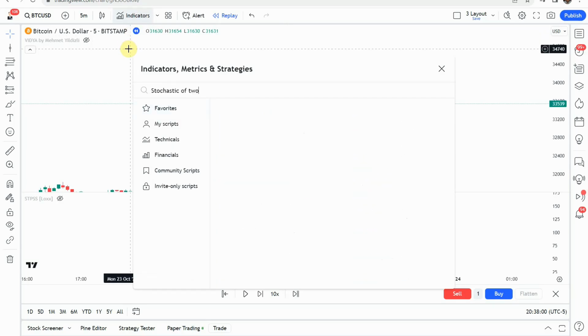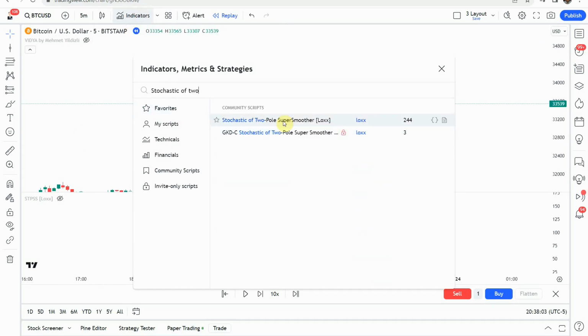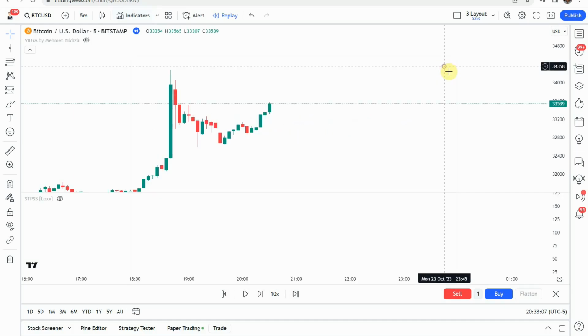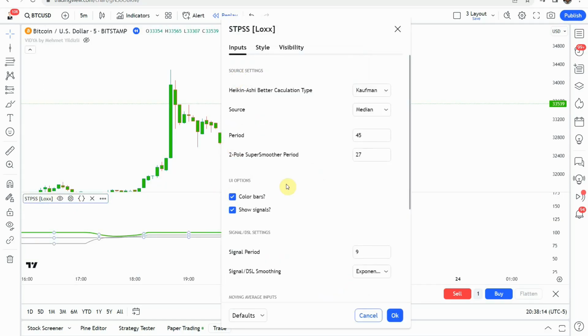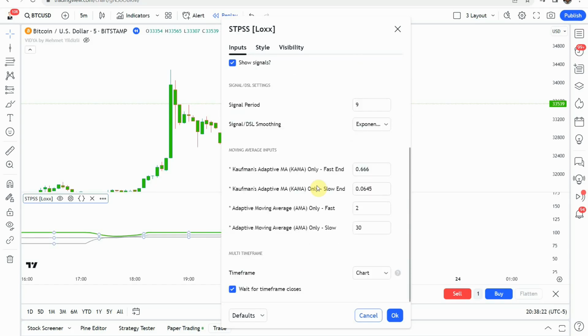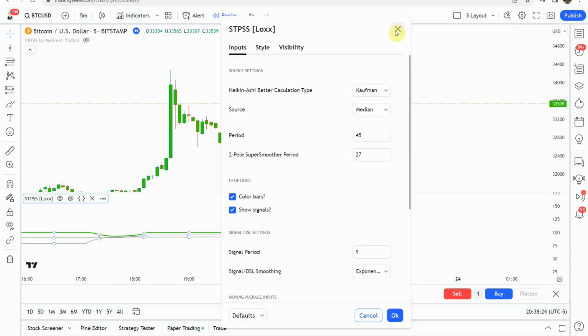The first indicator that we are going to put on screen is going to be the stochastic of 2-pole super smoother indicator. And that's going to be this one right here on the bottom of the screen. For the input, you're going to change it to 45, and you're going to change this one to 27. Everything else should be on default.